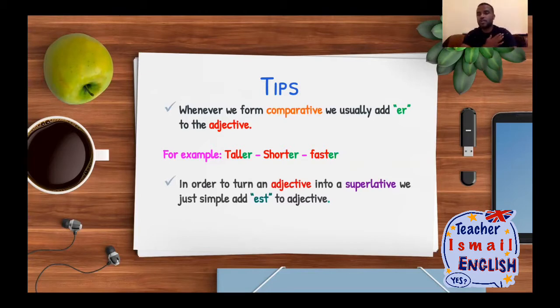I am tall. My brother is taller than me, but my father is the tallest one. So here we did the comparative and also the superlative with the adjective tall: tall, taller than, the tallest. In the comparative we add er, but in the superlative we add est. For example, the tallest, the shortest, the fastest.